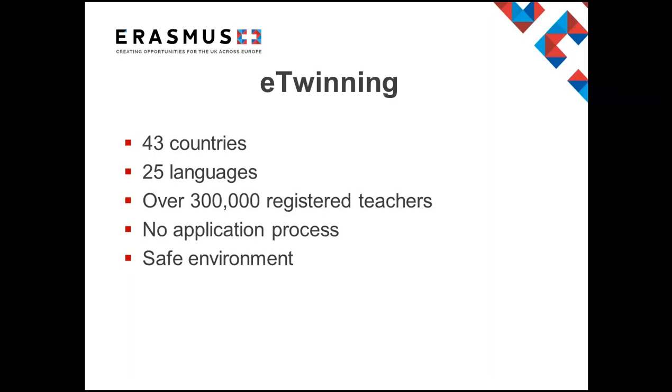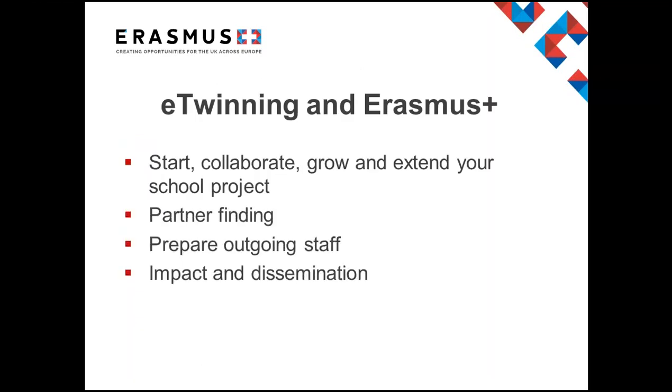There's no application process needed for eTwinning. It's a safe environment as all teachers are checked before they're eligible to join eTwinning. And there's partner finding tools, which is really relevant for Key Action 1 if you're looking for job shadowing opportunities or teaching assignments. There's lots of forums on eTwinning and groups where you can look and discuss and chat with partners. There's also the option for national eTwinning, so you could look for schools in the UK to get involved in projects outside of the Erasmus Plus programme. So you can collaborate, grow and extend your school project on eTwinning.